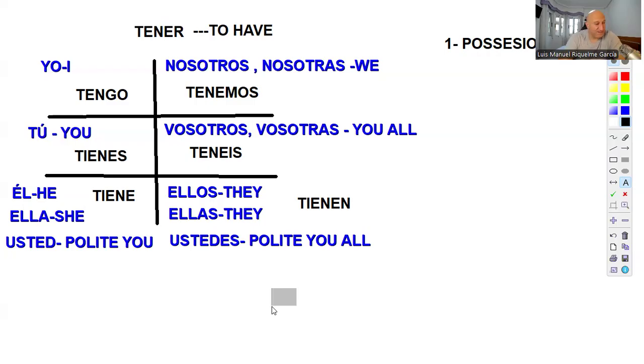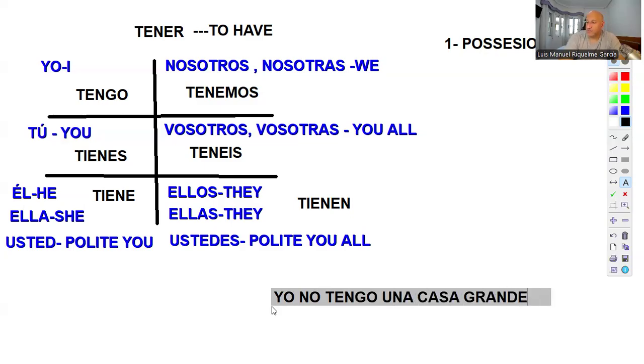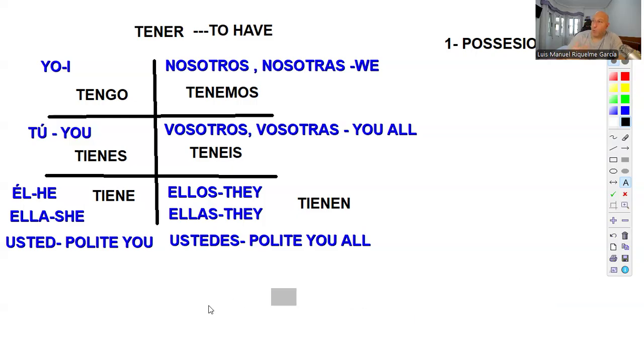It can be a negative sentence as well. Yo no tengo una casa grande. I don't have a big house. Have you noticed that we place that no before the verb? That's always going to be like that. Any verb, to make the negative sentence, is always going to be like that. It was like that for the verb ser, remember? And it will be for any verb. That's the way we do the negative. Vale? So we are talking about whatever we have, whatever we possess. So that's one of the main uses of the verb tener.